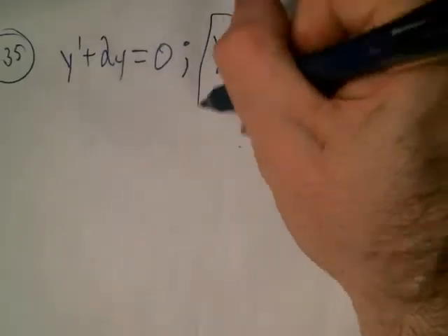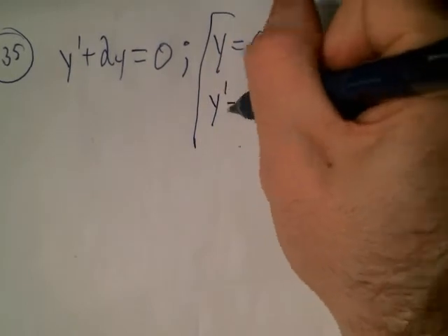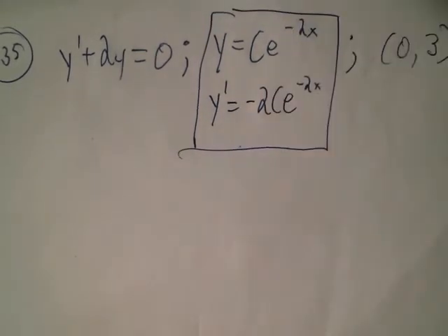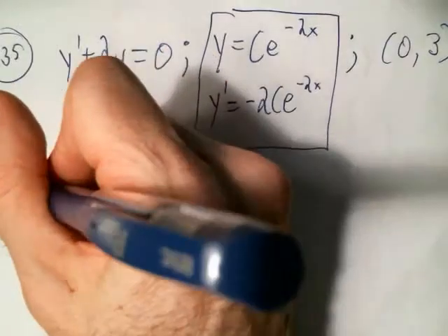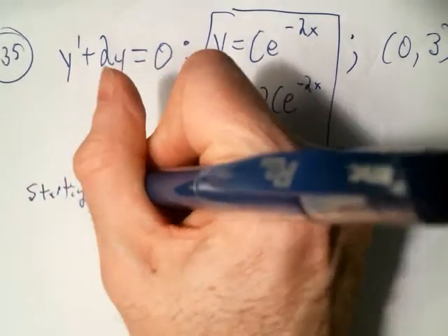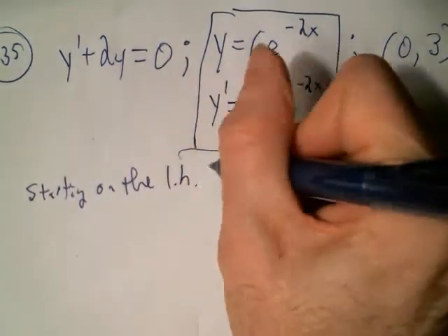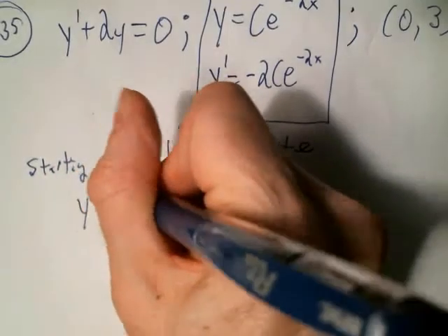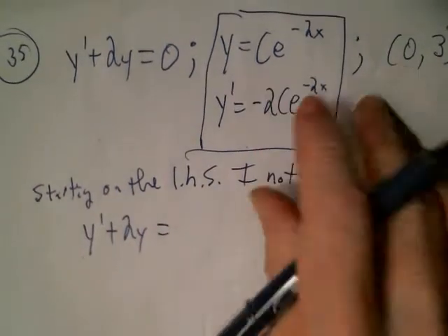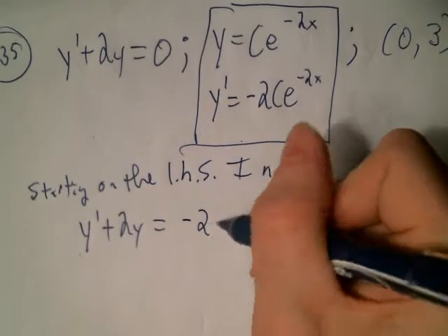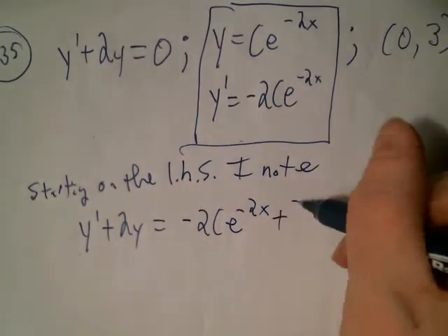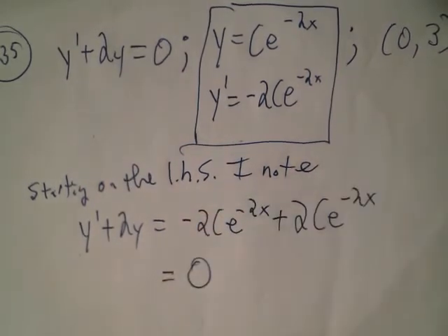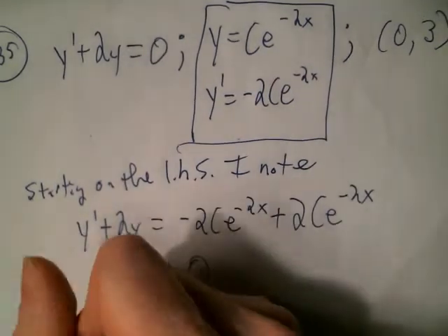Okay, so first I'll verify, find its derivative. y prime is negative 2c e to the negative 2x. I'll start on the left-hand side. Starting on the left-hand side, I note y prime plus 2y equals, and then I use my given information, that equals negative 2c e to the negative 2x plus 2 times y, which is c e to the negative 2x. And then, of course, that equals 0, which is the right-hand side, which is what I wanted to show.